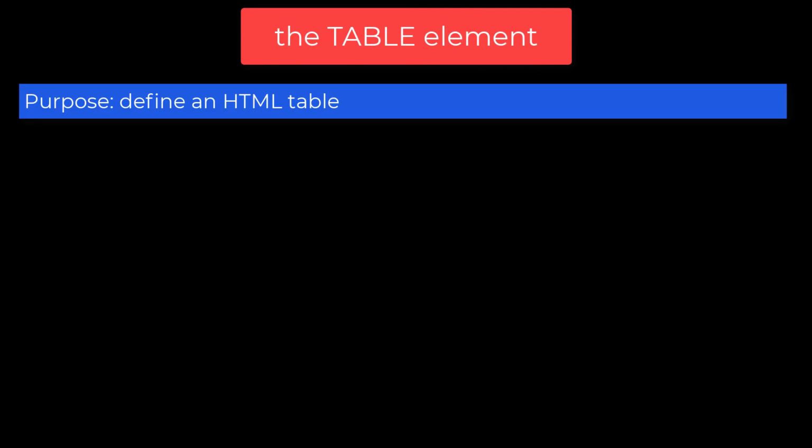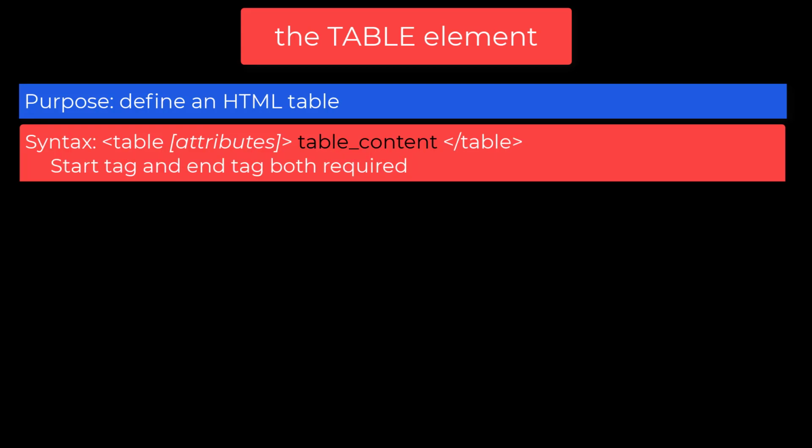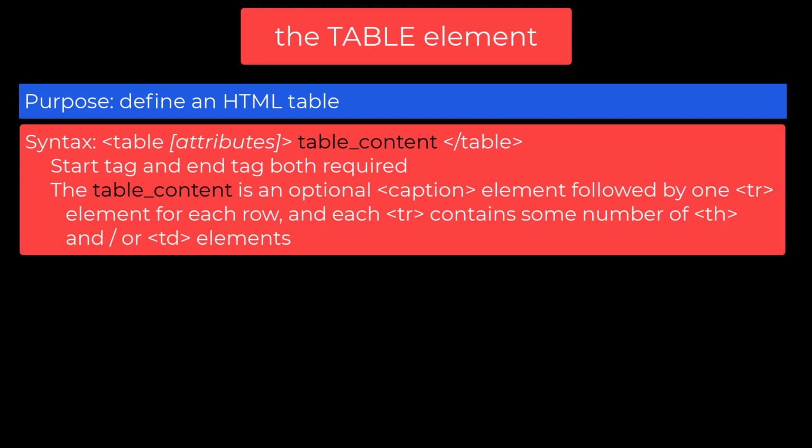The table element defines an HTML table and includes all the elements and sub-elements that make up a table. The syntax: start tag, table, possibly with some attributes, and then the table content and the end tag. The start tag and end tag are both required. The table content is an optional caption element followed by one TR element for each row, and each TR element contains some number of TH and TD elements.